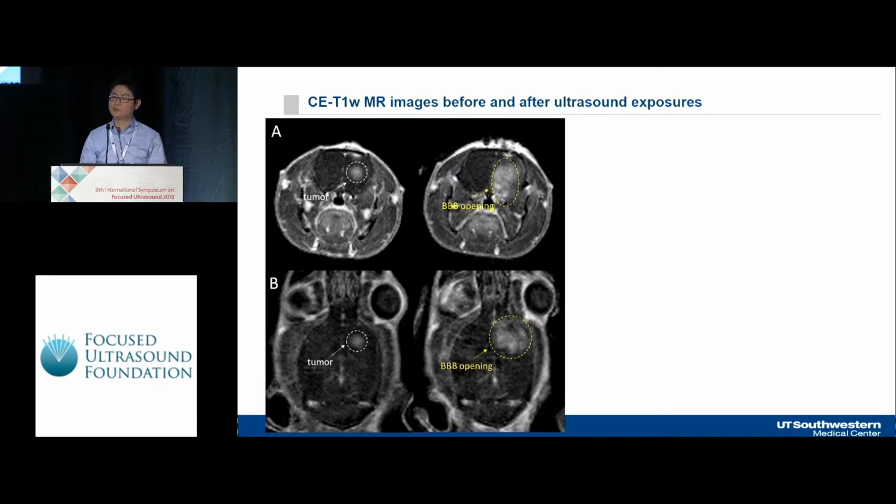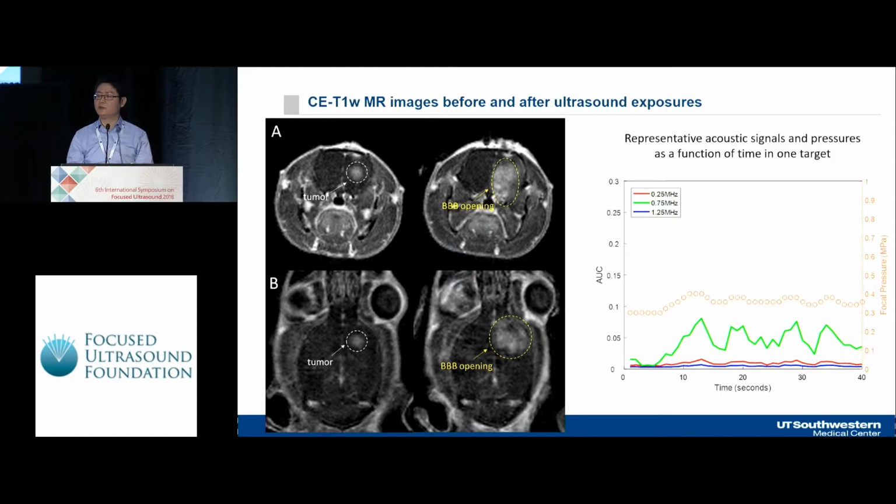So here are some results. From the contrast-enhanced T1-weighted MRI images before and after ultrasound exposure, we can clearly see the tumor and the blood-brain barrier opening area in both coronal and transverse view. From the right column, we can see clearly that the blood-brain barrier of both the tumor and peritumoral region was opened uniformly.